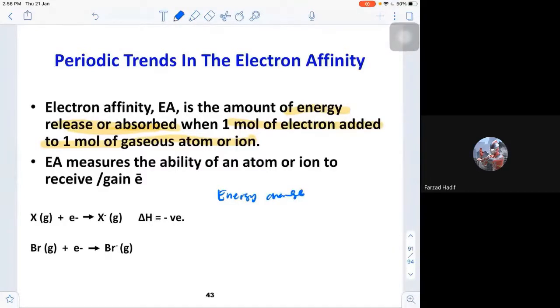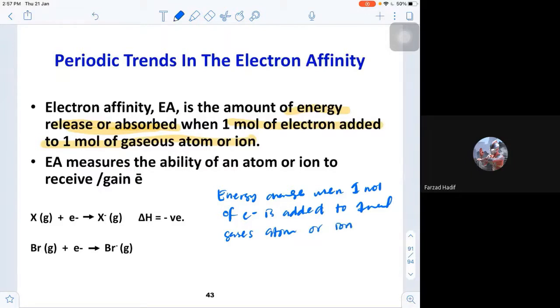When 1 mole of electrons is added to 1 mole of gaseous atom or ion, you can decide whether you want to use released or absorbed. For me, I prefer to use the energy change. It is general, covering both endothermic and exothermic. But the process is opposite to the ionization energy, and the value of the electron affinity measures the ability of the atom or ion to receive or gain electrons.